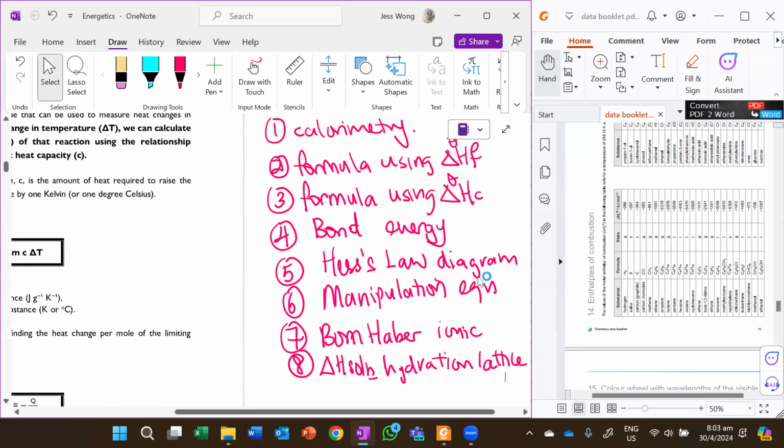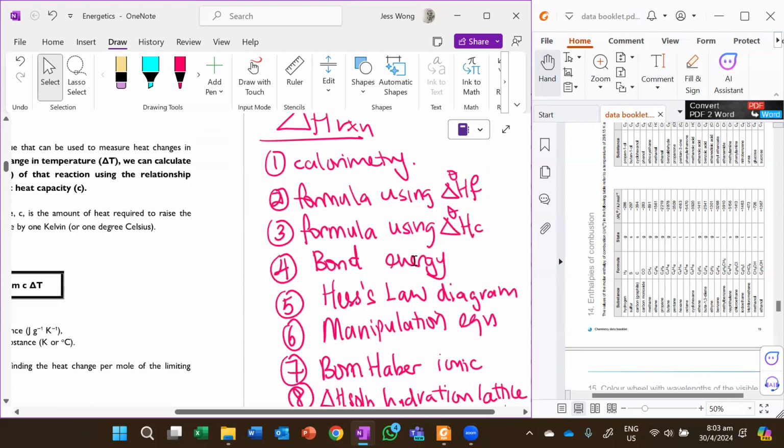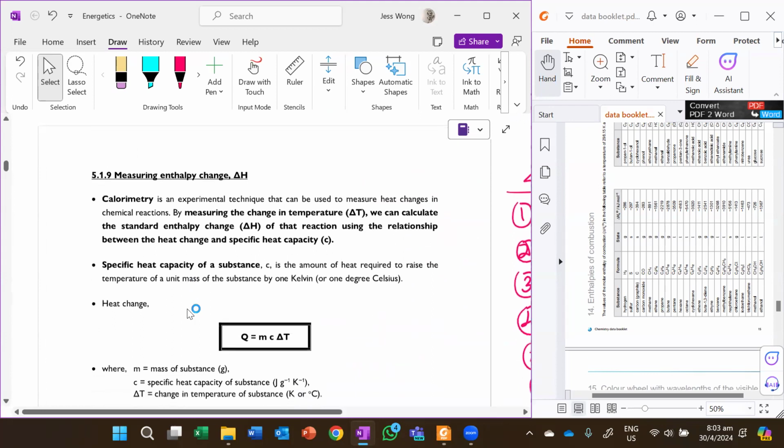So there are so many ways to calculate delta H. All right, so we will cover each one. And after getting the delta H calculated, then we will calculate delta S and delta G. Okay, so the first method is calorimetry.